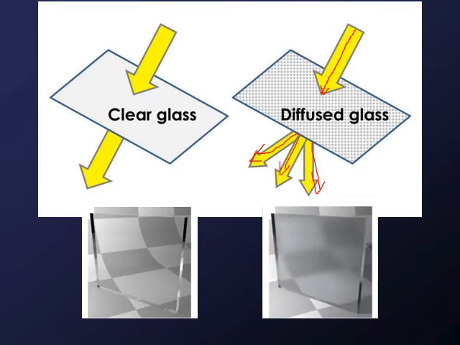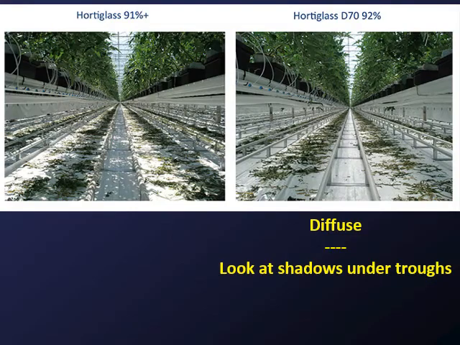Now, there is a lot of interest in diffuse glass in greenhouses, depending on your climate, because if you have diffuse glass, you get less shadow, which means you get softer light, which means light can penetrate into your crop better and you get more efficient use of sunlight.